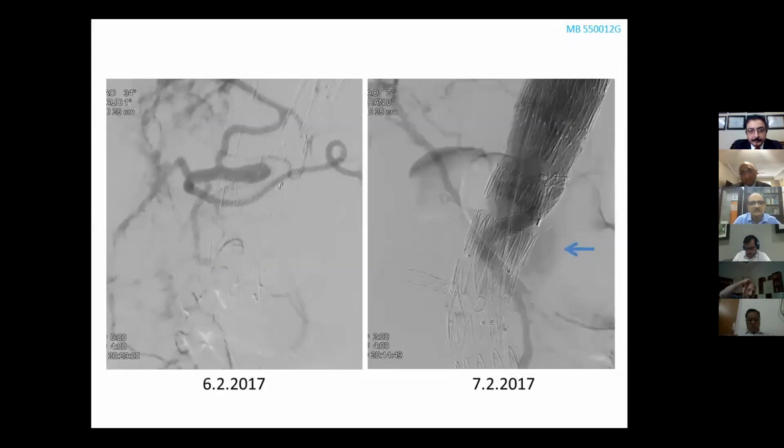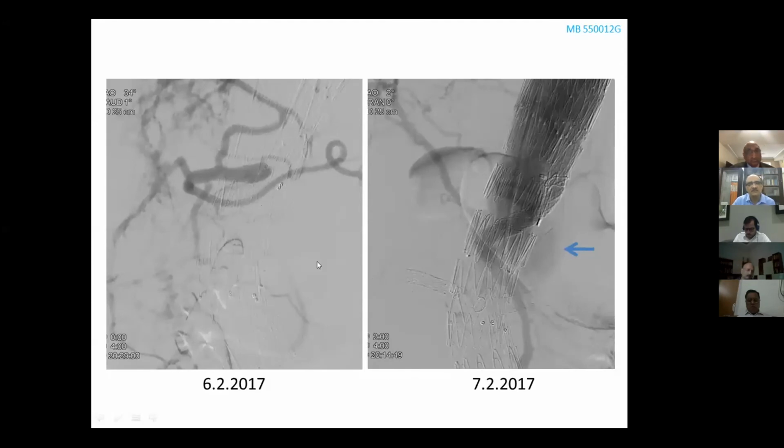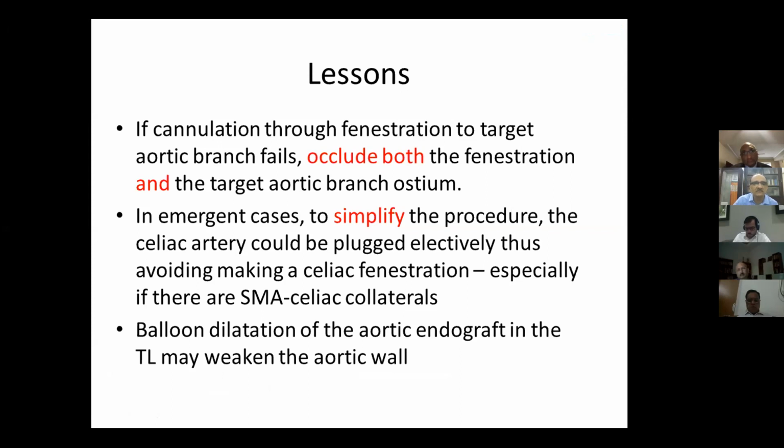But this is what was the reason. That celiac artery was actually still flowing backwards into the false lumen. And the superior mesenteric was supplying blood to it, and it was coming out of the celiac artery. And we didn't realize it at that time. And by the time we realized it was too late.